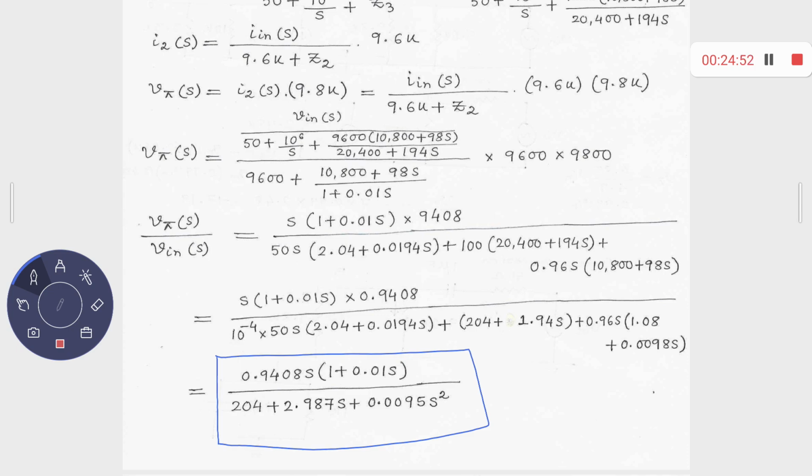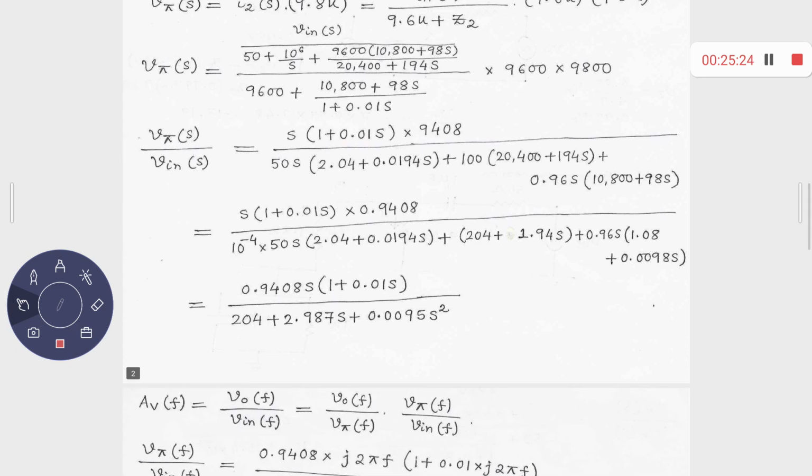So coming to this point is challenging. Starting from this, by writing the expressions for KCL and KVL and all these things, ultimately you have reached this point. Once you have reached this point, that means your half work is done. 50% work is done at least. That means V pi upon V in is 0.9408 multiplied by that much and this much. Okay. Now, what is your voltage gain?